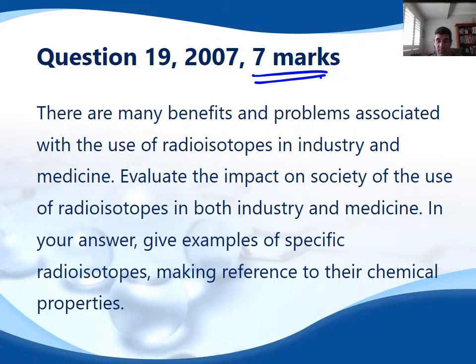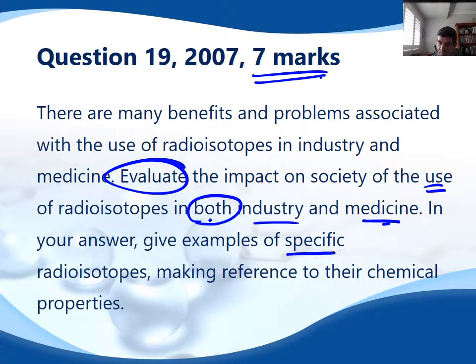Many benefits and problems associated with the use of radioisotopes in industry and medicine. We need to evaluate the impact on society of the use of radioisotopes in both industry and medicine. In your answer, we need to give examples of specific radioisotopes making reference to their chemical properties. So there's a lot of components in this question, and it requires a bit of organization.